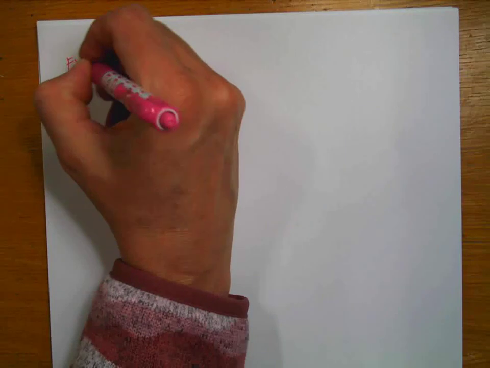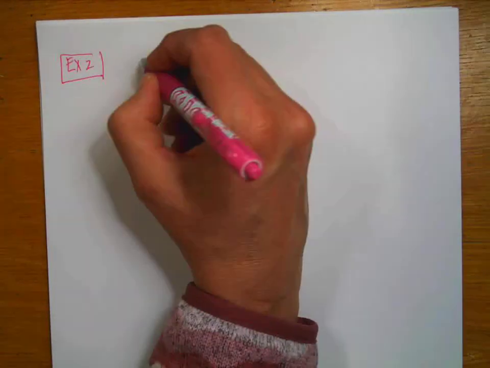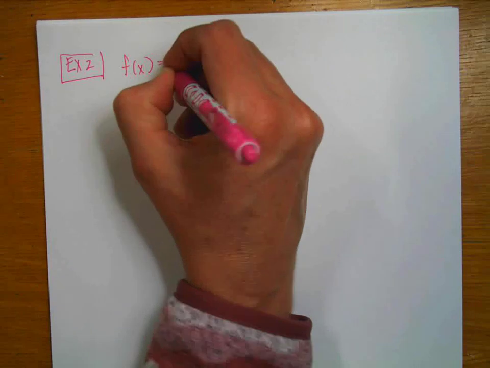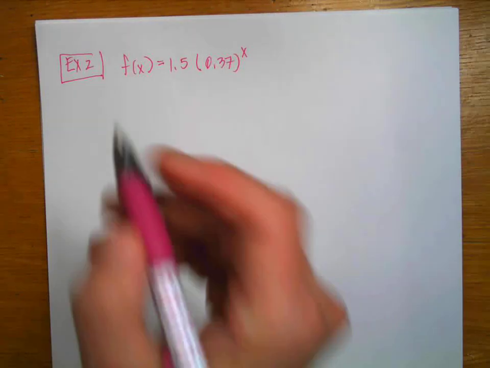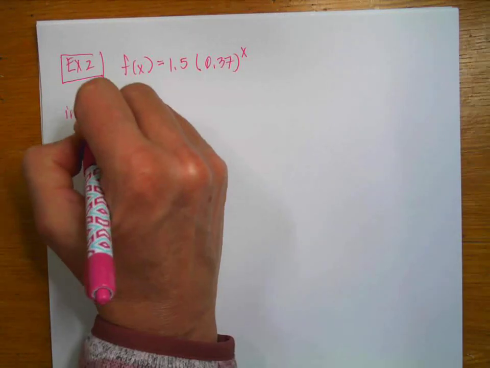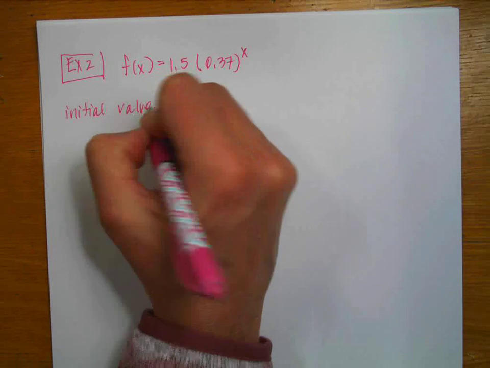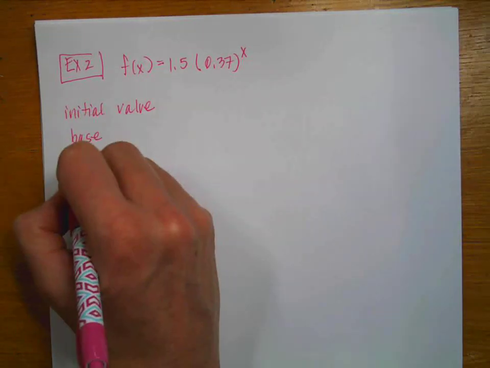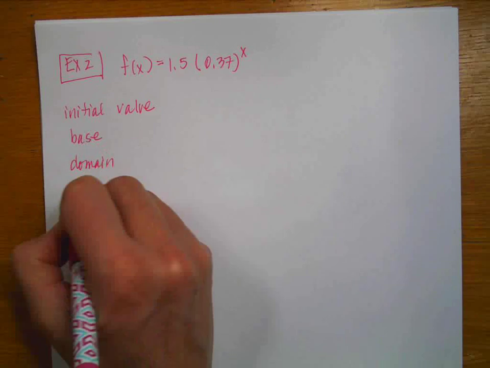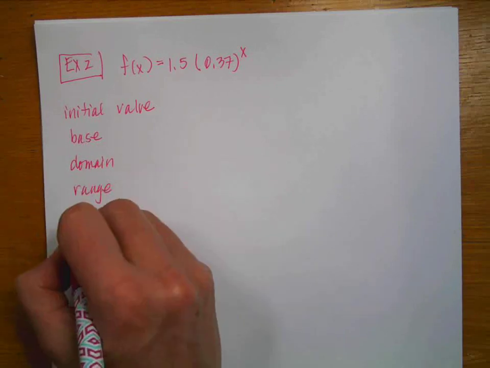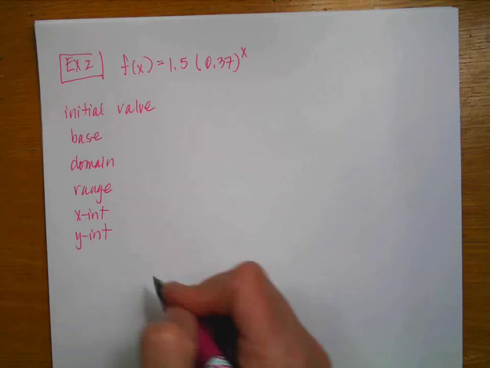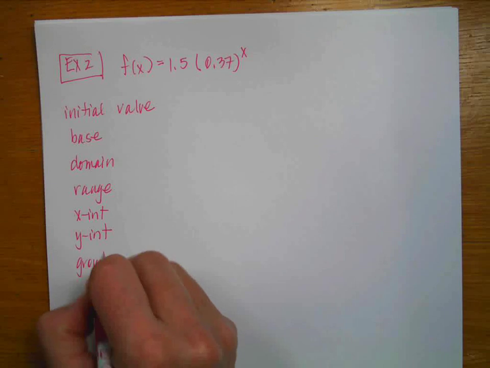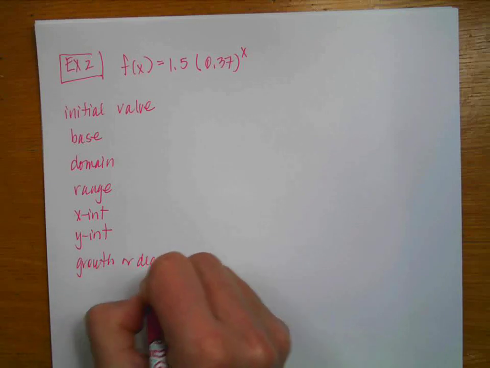So now let's do one more of those with a slightly different function. So it's going to be the same basic directions. So we're going to be given this time f of x is equal to 1.5 times 0.37 raised to the x. And so I want to identify the initial value. I want to find the base. I want to find the domain. And then I want to do range. And then I want to do my x-intercept, the y-intercept, and then I'm going to talk about, is it growth or decay?